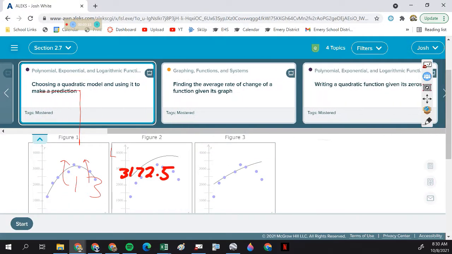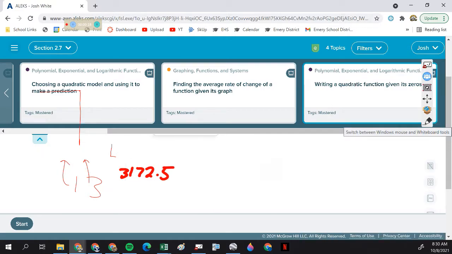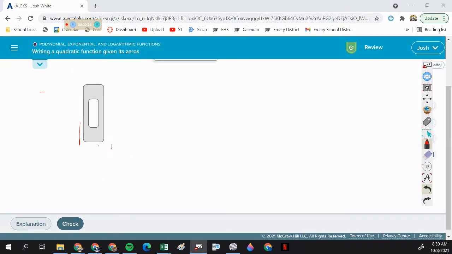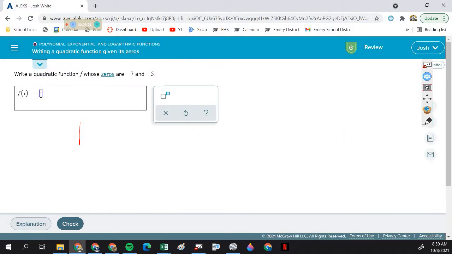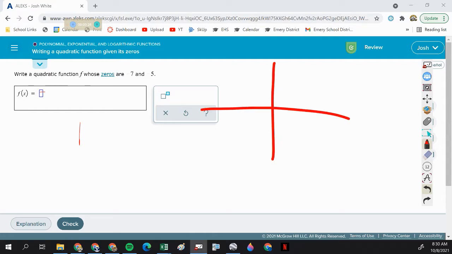I'm going to skip to the last one. All right. If I have a quadratic function and I know that it hits the x-axis at -7 and at -5, what is the equation of that function? Well, how many parabolas could I draw that hit those two numbers? Lots, right? In fact, an infinite number.